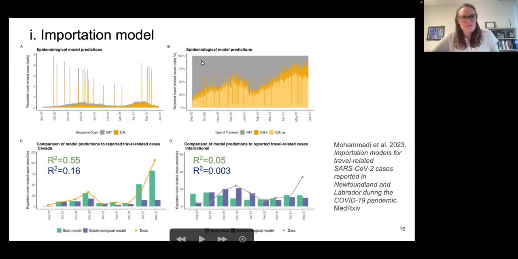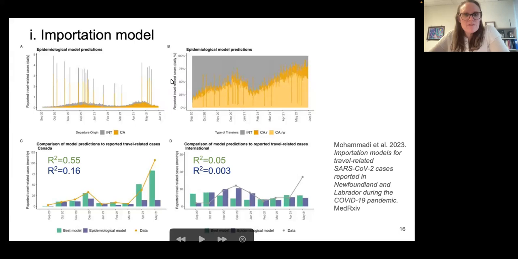This is the reported travel-related cases of international or Canadian origin. In terms of the fraction of travel-related cases that are of Canadian origin, that becomes higher over time, fewer from international origin. And in Newfoundland and Labrador, rotational workers are individuals that reside in Newfoundland and Labrador but work in other provinces, and that's probably where a lot of the travel-related cases are coming from.